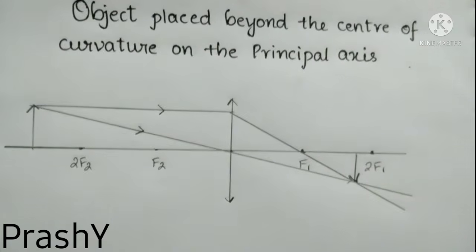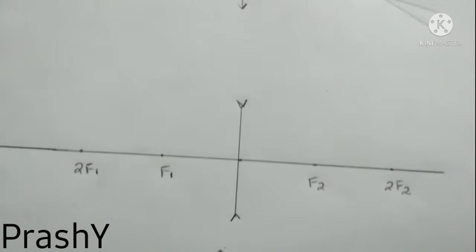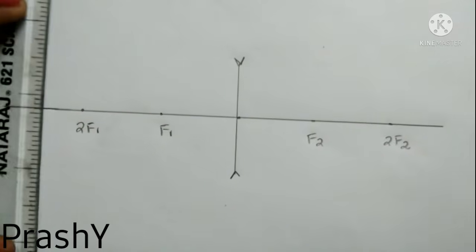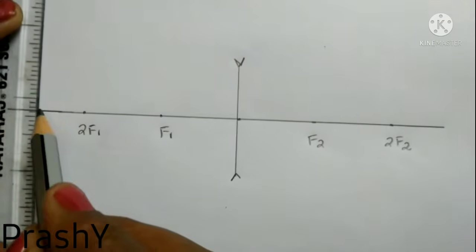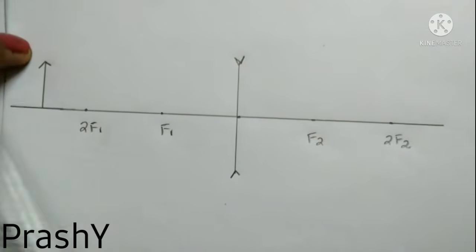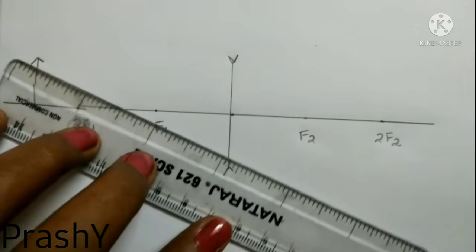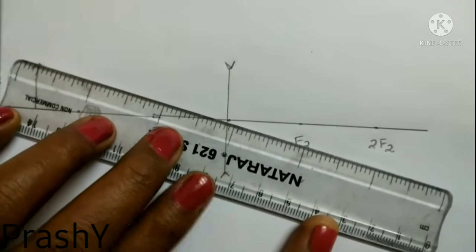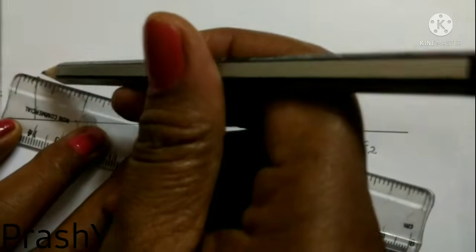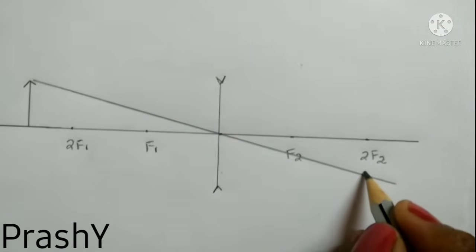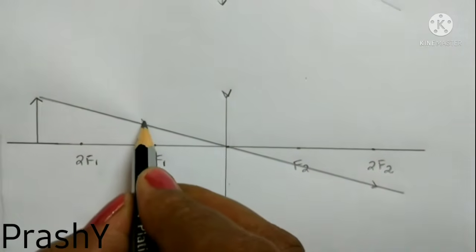Now let us come to the concave. So here also I am placing the object beyond the center of curvature, that is 2F1. Beyond 2F1 I am placing the object. So this is my object. Again I am taking two rays. Ray 1 is passing through the optic center, and whether it is convex or concave, the ray which is passing through the optical center is always undeviated. So the ray gets undeviated.